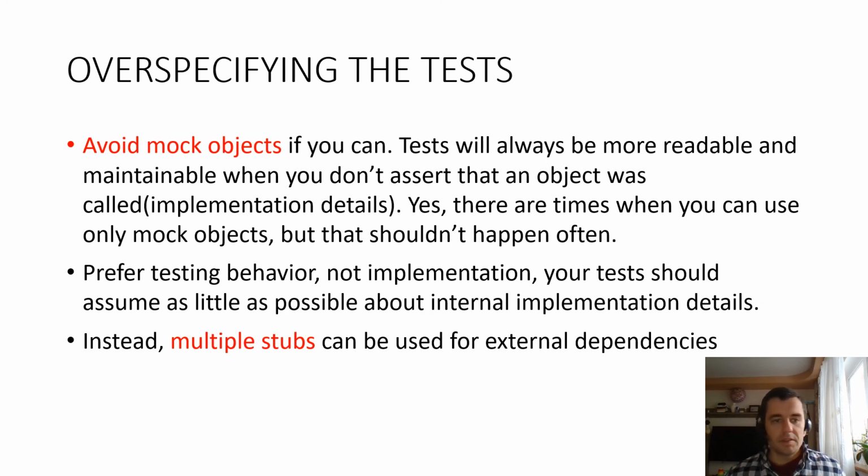Overspecifying the tests. So the guideline is to avoid mock objects if you can. Tests will always be more readable and maintainable when you don't assert that an object was called. These are implementation details. Yeah, there are times when you can use only mock objects, but that shouldn't happen often. Prefer testing behavior, not implementation. Your test should assume as little as possible about internal implementation details. Instead, multiple stubs can be used for external dependencies.